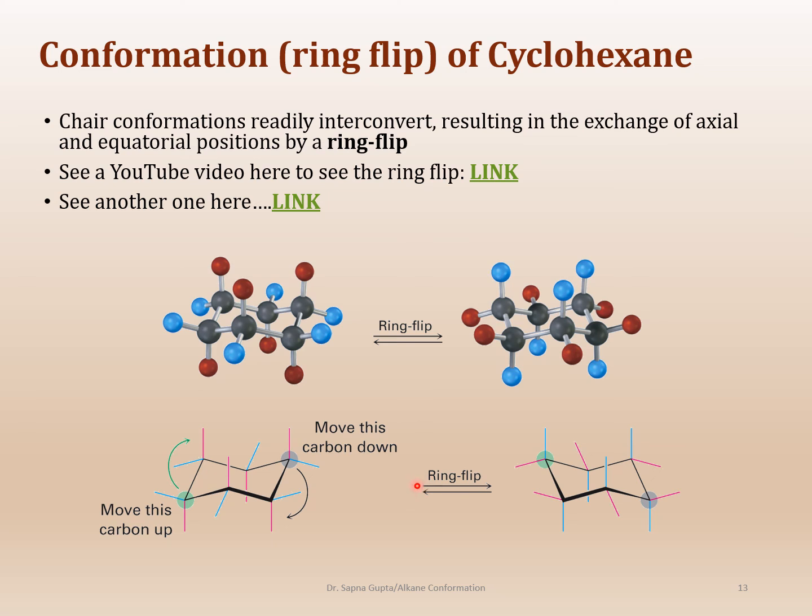The other thing I want you to note is that this axial was going up. This axial, which became equatorial, is still going up. It is not going down. So this is going up. This is going up. This equatorial was going down, and so it became down for axial also. That is how things work for conformers for cyclohexane.